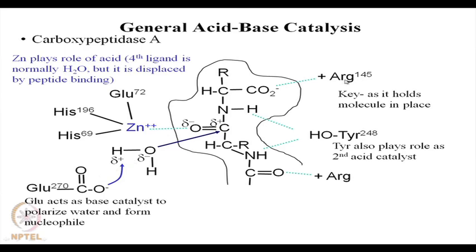There is arginine 145, which makes a bond with the CO minus; there is an interaction with arginine plus. There is a tyrosine OH, and there is a hydrogen bond formation. So tyrosine plays the role of a second acid catalyst, and this is the key, as it holds the molecule in place. It is the one which holds the molecule.